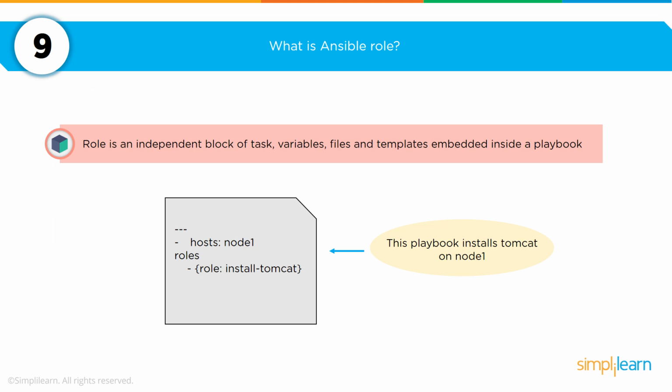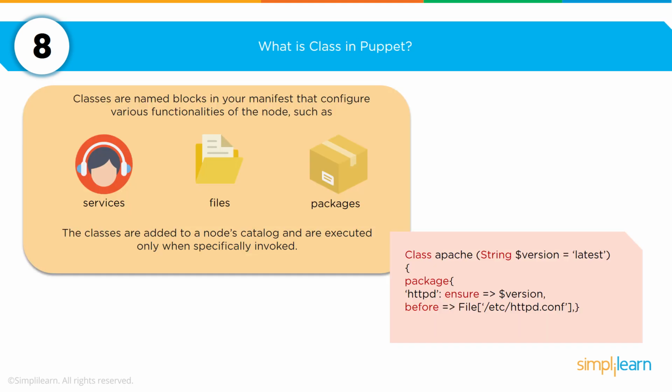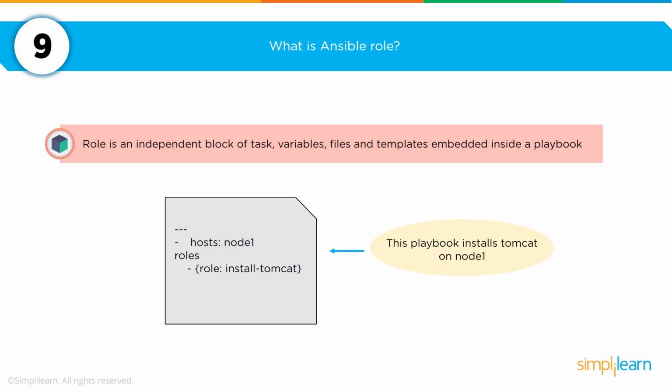So as we move into Ansible, one of the things that you're going to be asked around Ansible is, what is an Ansible role? So a role is an independent block of tasks and variable files and templates embedded inside of the playbook. So the example we have here on the screen actually shows you one role within a playbook. And in this role, it is to install Tomcat on a node. Again, as with the previous question within Puppet of a class, it's probably good to have memorized just one or two roles so you can talk knowledgeably about Ansible when you're having your interview.